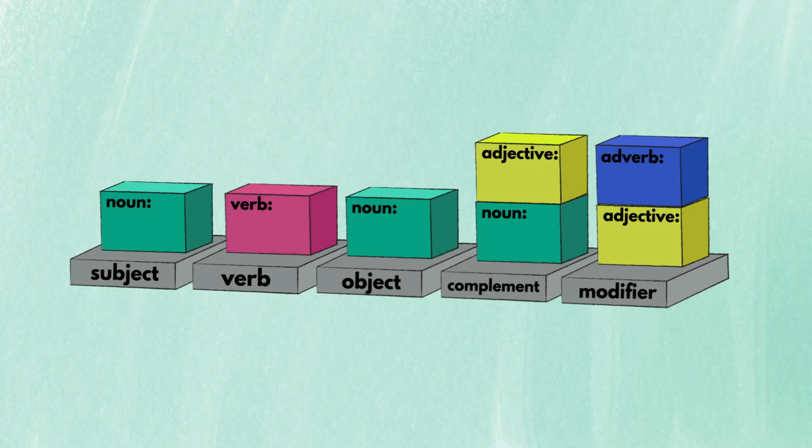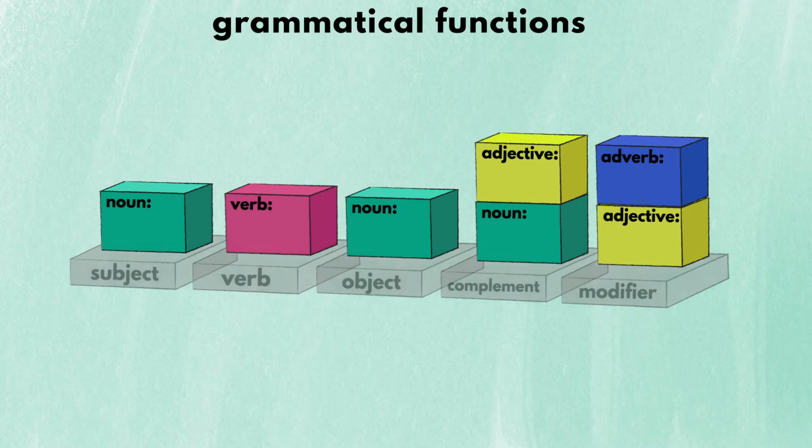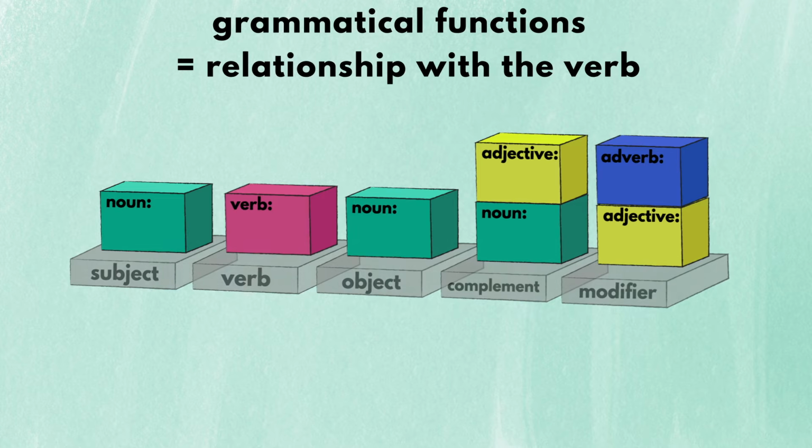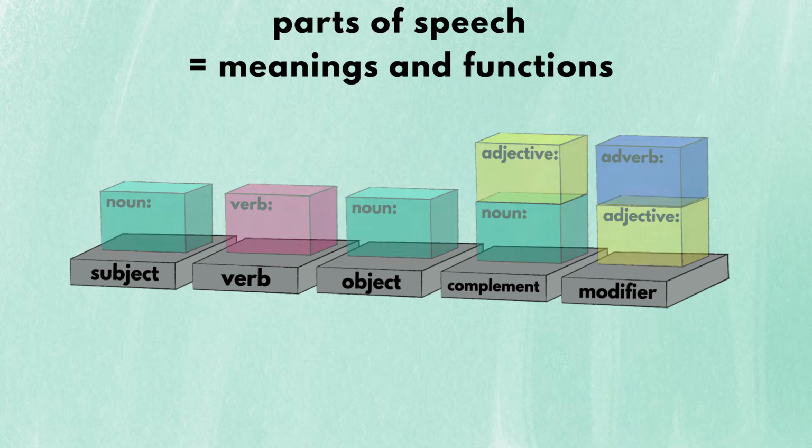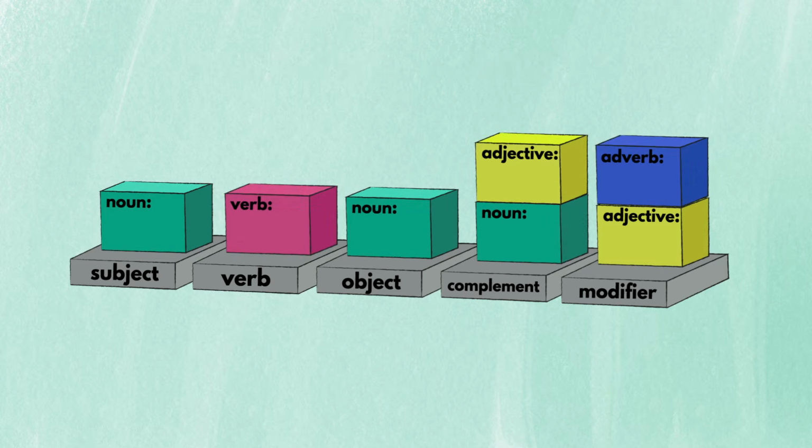There are two ways to analyze English sentences. The first way is through grammatical functions, which explain words in terms of their relationship with the verb. The second way is through parts of speech, which explain words in terms of their meanings and functions. In this video, we're going to explain grammatical functions.